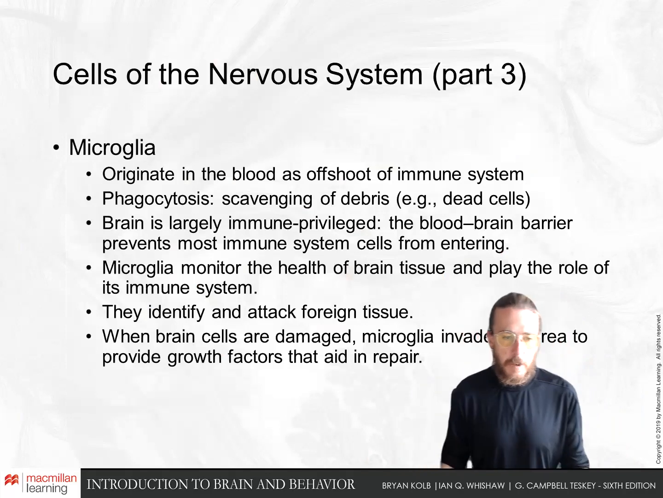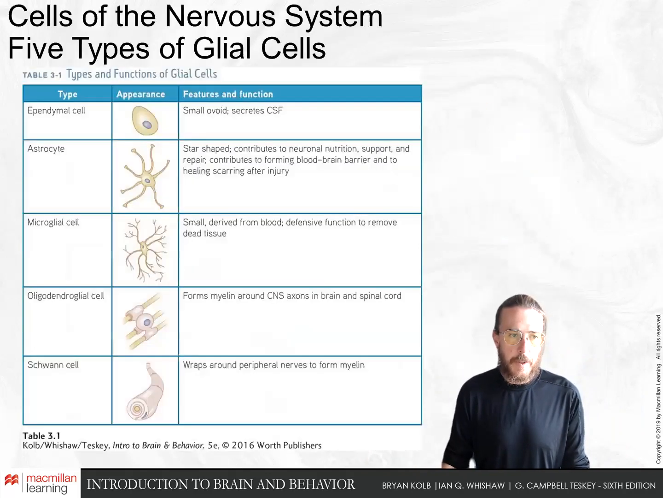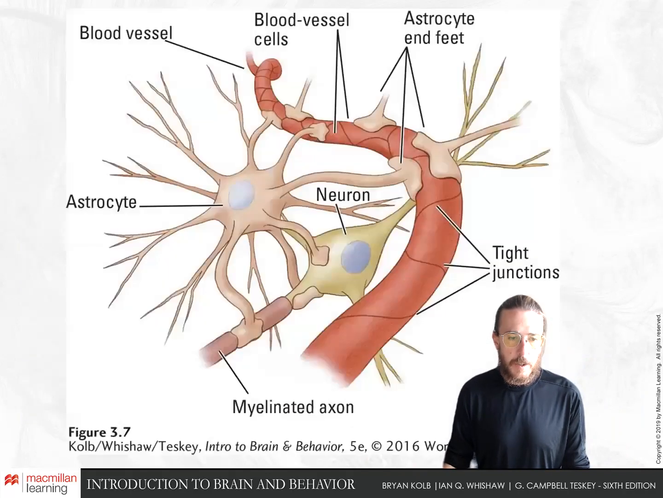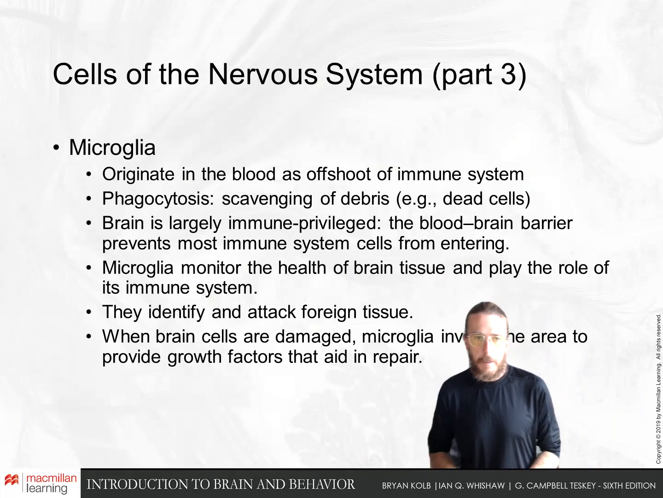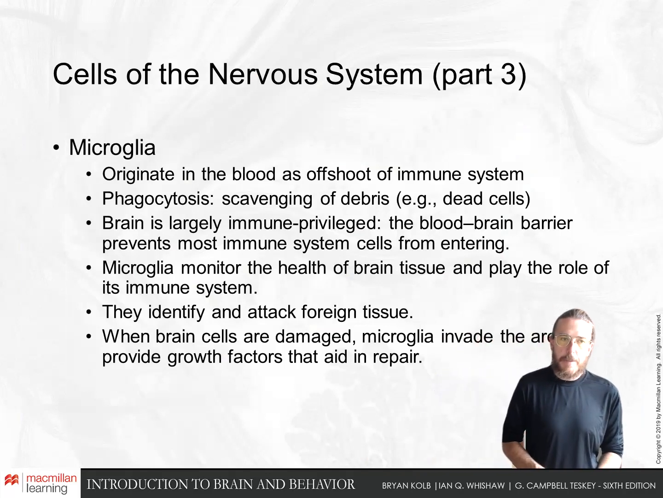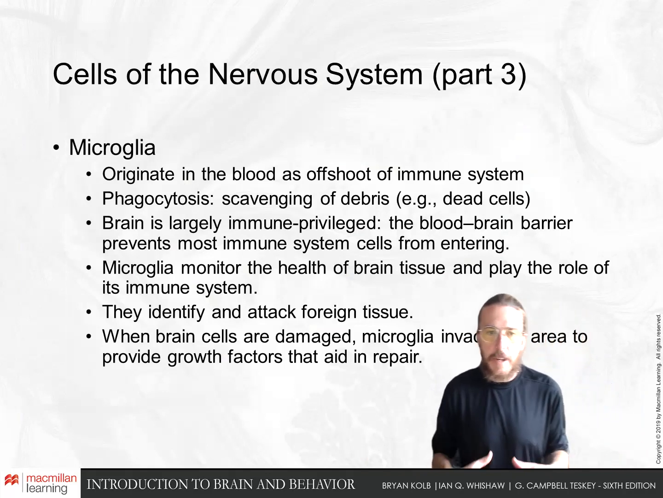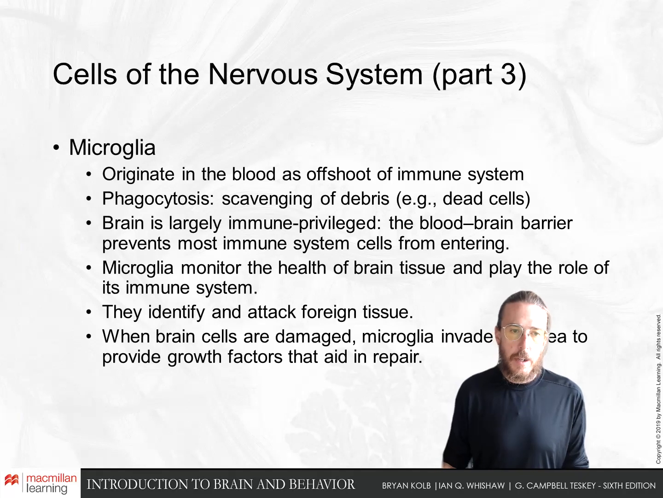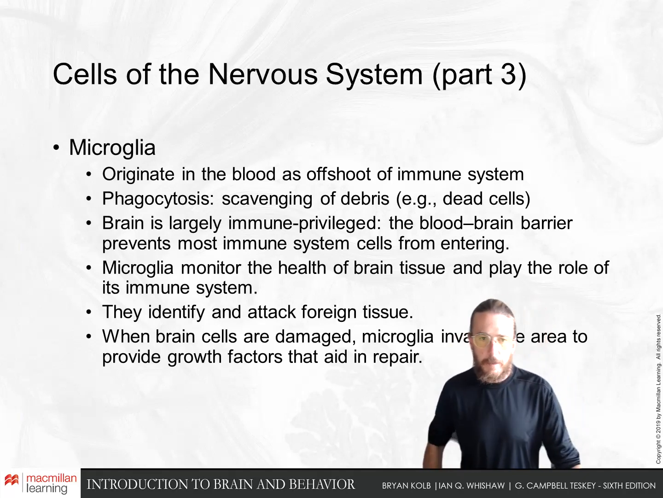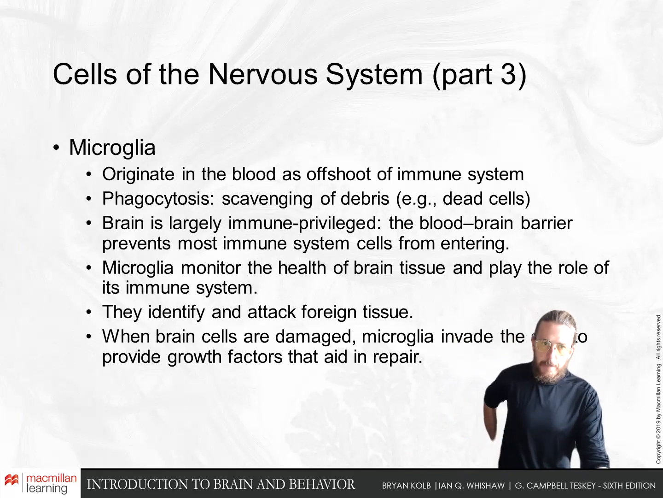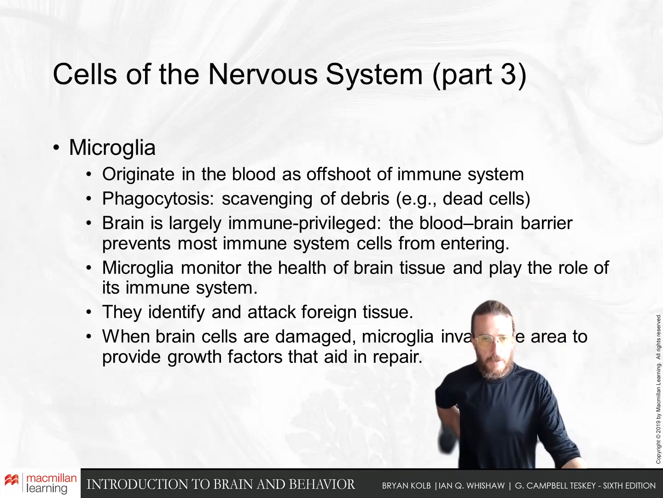Microglia, go back and look at the picture, are small. And they start in the blood, not in the brain, and they're from our immune system. So they go through our brain and they phagocytosize. They take up dead tissue and debris. In general, the blood-brain barrier doesn't allow most immune system cells into the brain, which can lead to some problems when we need to treat brain infections.